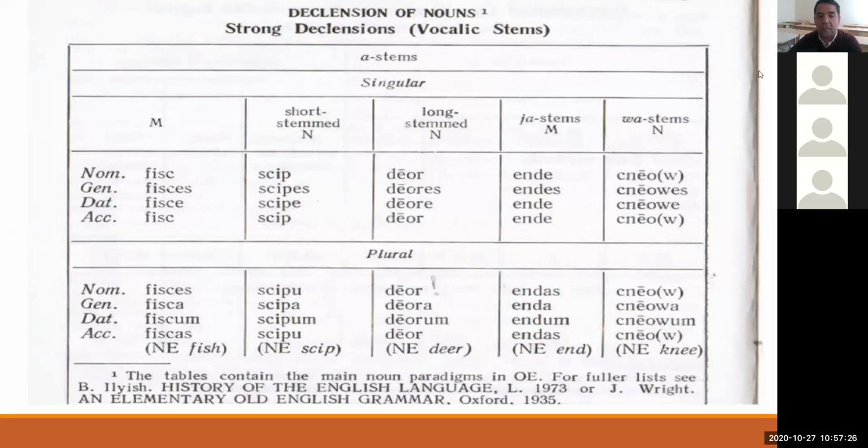If the word takes suffixes es, e for singular in genitive and dative cases, and zero suffix for nominative accusative cases, suffix s, a, as for plural, this is an example for what gender? Masculine. What kind of suffixes did short-stemmed neuter gender nouns take?